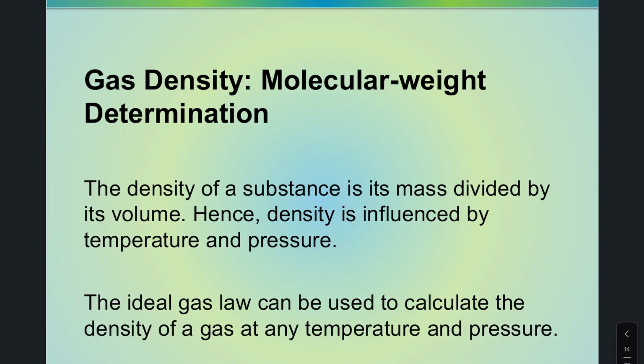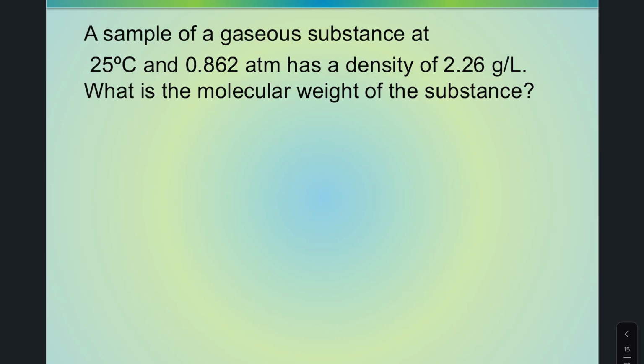Okay, so gas density and molecular weight determination. The density of a substance is its mass divided by its volume, right? So that's like grams per milliliter. For gases in specific, we usually use grams per liter because gases are so diffuse. So the density is influenced by the temperature and the pressure because we have volume present. The volume is going to be affected by the temperature and the pressure, which means that the density is also going to be affected by that. And we can use the ideal gas law to calculate the density of this gas at any temperature and pressure.